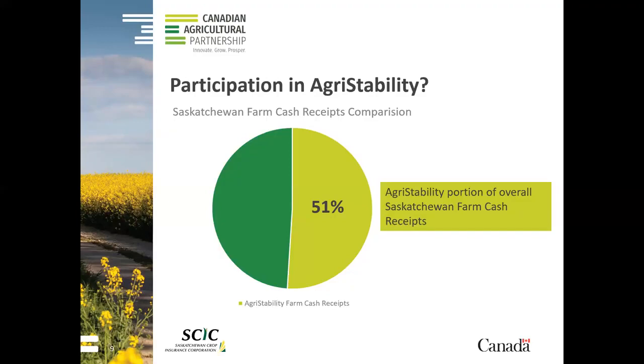So while the number of participants has gone down, the size of the industry being protected in the program has remained constant. So we see that as producers that are retiring and selling out, and the producers that are picking up that land are still maintaining their AgriStability participation. In 2019, we saw an increase in the participation, going up by a couple hundred more producers, and we see that happening again this year as well.